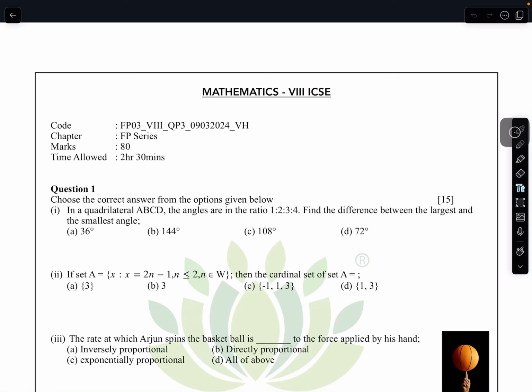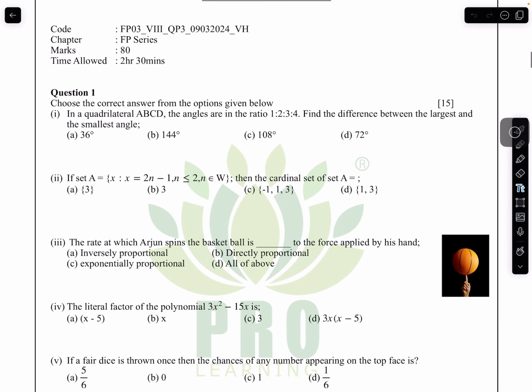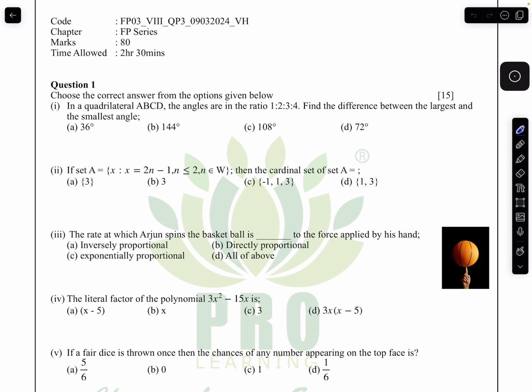Today we are solving the mathematics paper for grade 8 ICSE Pro Learning Academy FP series FP03, dated 9th March 2024. We start with MCQs. We have 15 MCQs and we will solve each of them.